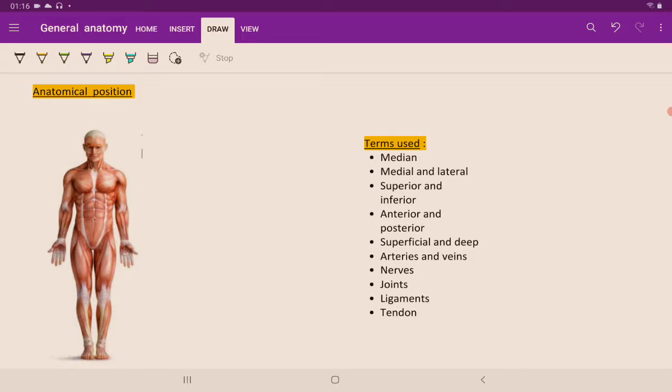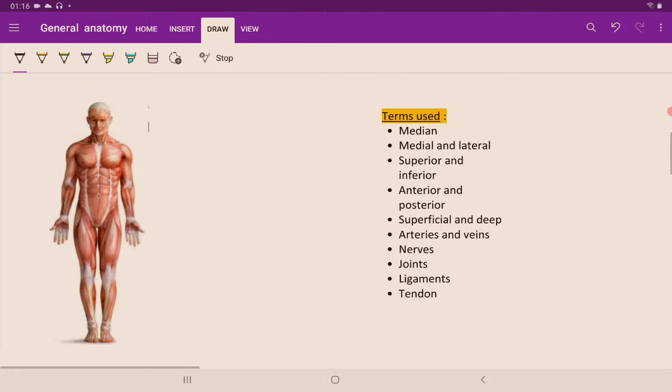Now we'll go to the terms which we use. The first term is the median. Median means midline, guys. Whatever is in the midline, that's the median. See here, I'll be drawing a line here, a straight line going through the middle of the body. This is the median line. It can also be a median plane. The way we apply this, guys, is there's something called a median sagittal section of the body. It's usually used when we are describing the median sagittal section of the brain. There we use this term, guys, median.